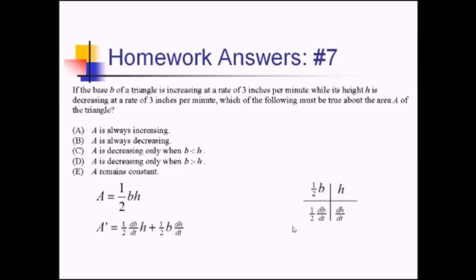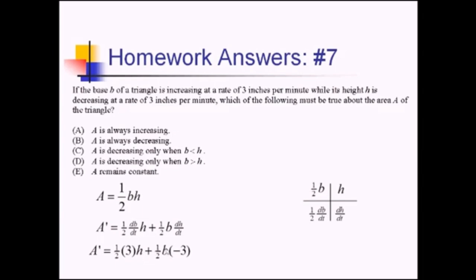All right, let's plug in the information they gave me. They said the base was increasing at a rate of 3, so we'll plug in positive 3 for db/dt. They said the height is decreasing at a rate of 3, so we're going to plug in -3 for dh/dt. They didn't tell me anything in here about the height or the base of the triangle at a specific time, so we're going to have to leave those as h and b for now.